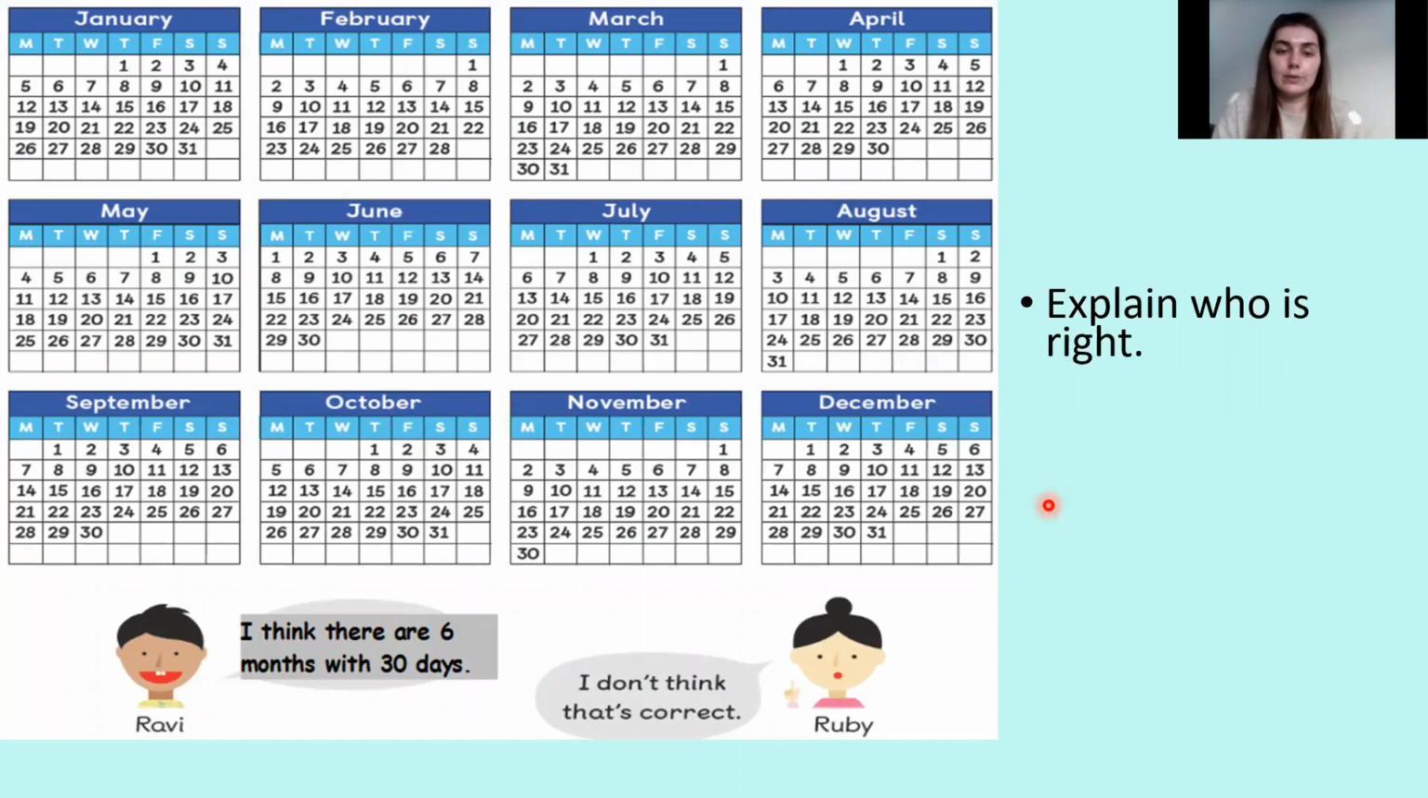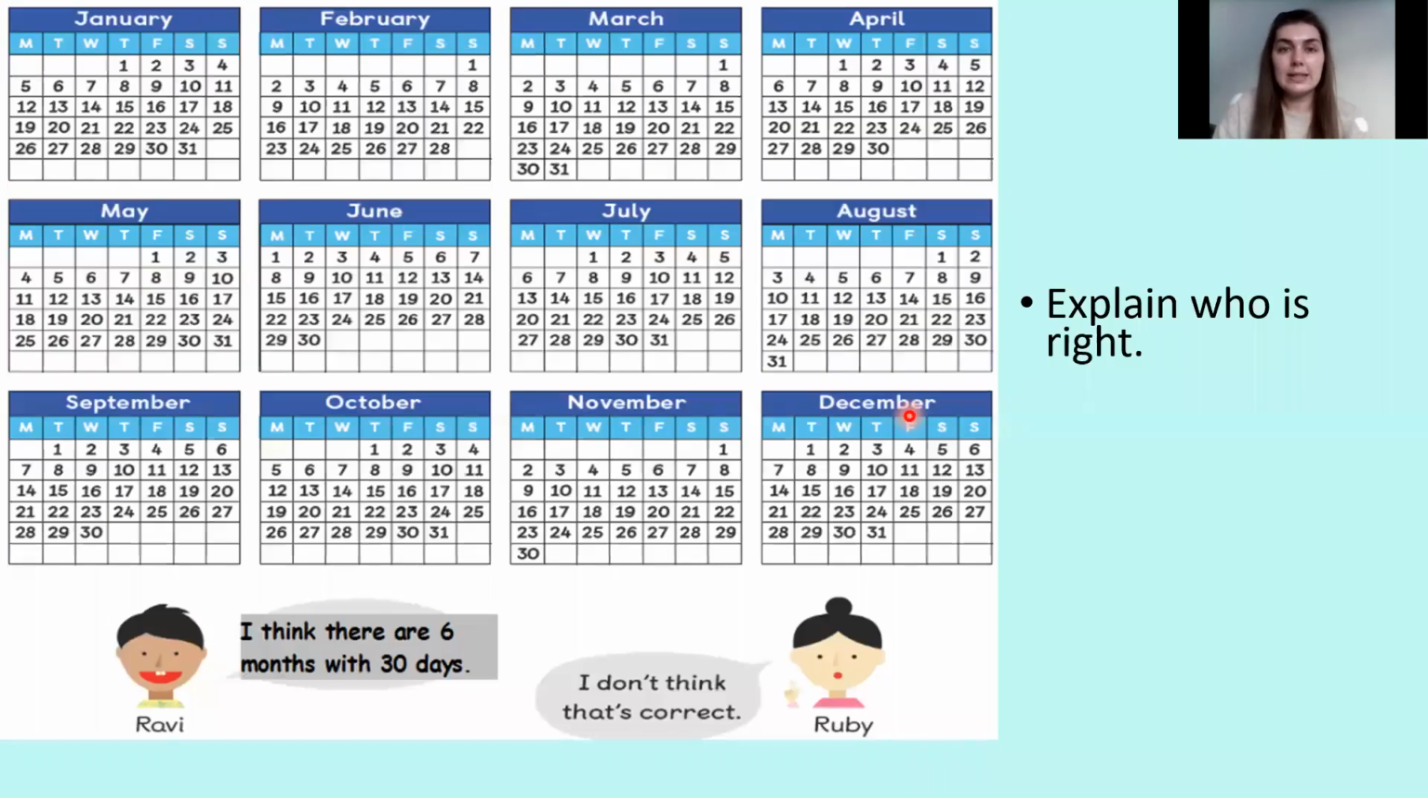So our anchor task for today, we have this calendar on the screen. Ravi says, I think there are 6 months with 30 days. And Ruby says, I don't think that's correct. So can you explain who is right?